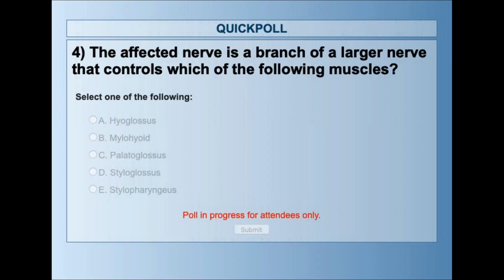Right, as you can tell, the poll is open once again for the last time this evening. Let's try to finish strong here. Remember, next week's topic is MSK.